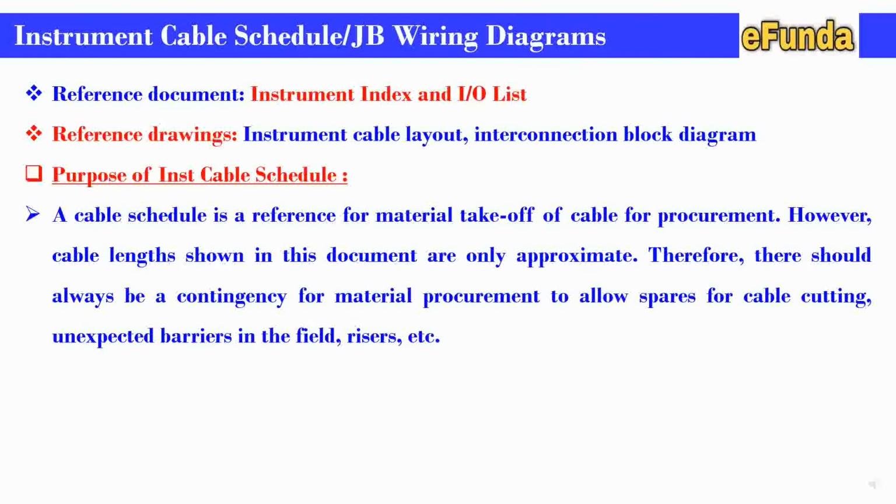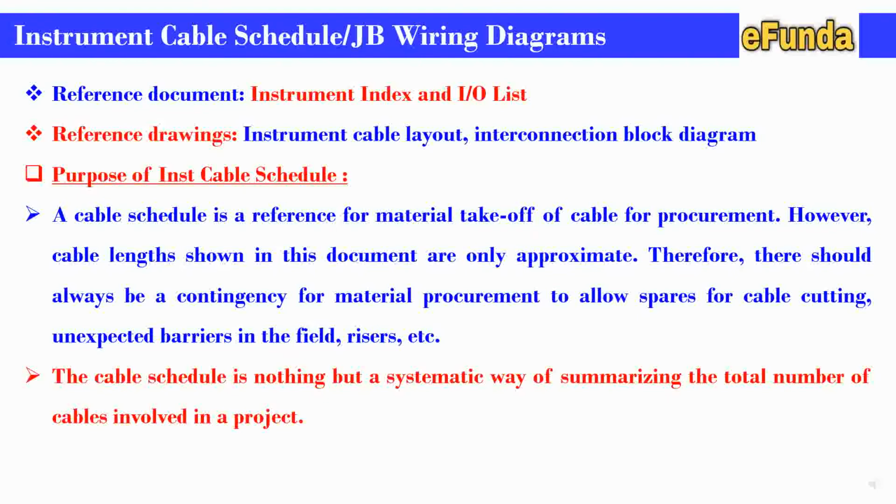However, cable lengths shown in this document are only approximate and indicative. Therefore, there should be always a contingency for a material procurement to allow fair for cable cutting, unexpected barrier in the field, riser, etc. The cable schedule is nothing but a systematic way of summarizing the total number of cable involved in a project. This is how we have seen how the instrument cable schedule and JB wiring diagrams are being prepared and the content of this document.